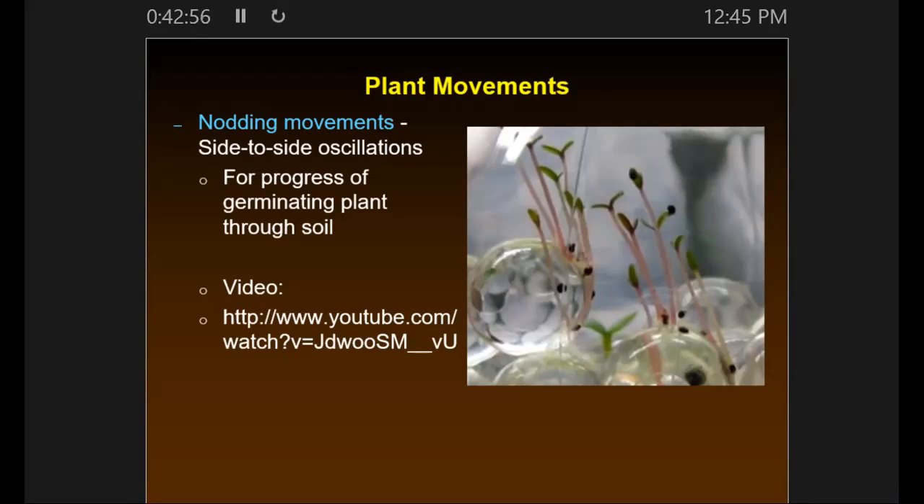And so you can see in this video quite nicely how the stem tissue oscillates back and forth, back and forth. And if you think about it, if you're a plant under soil and you're trying to break through compacted soil, that kind of makes sense, to move back and forth as you grow up, because it loosens the soil enough where you can break through and get above ground. And so the nodding movements, when you think about it, make a whole lot of sense for these young seedlings to do this.